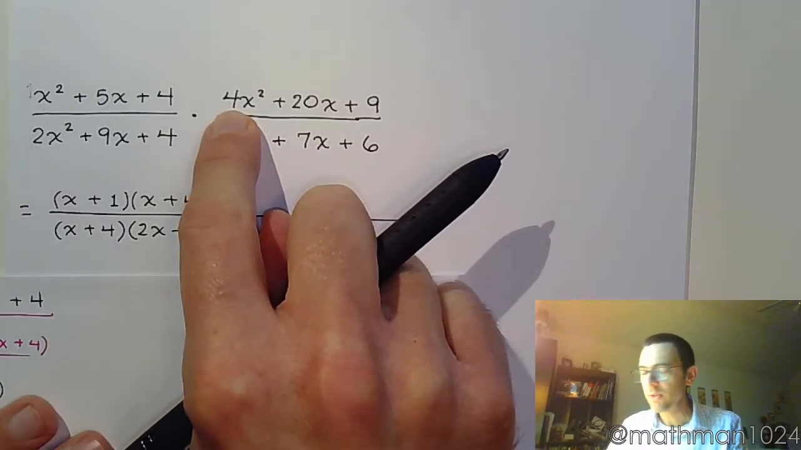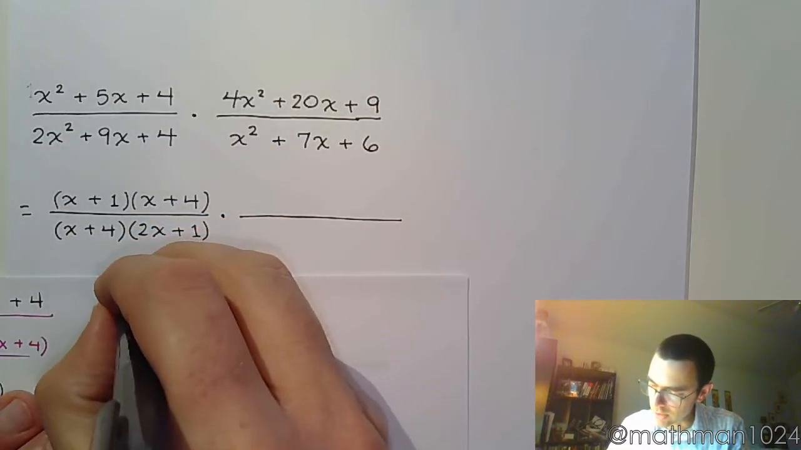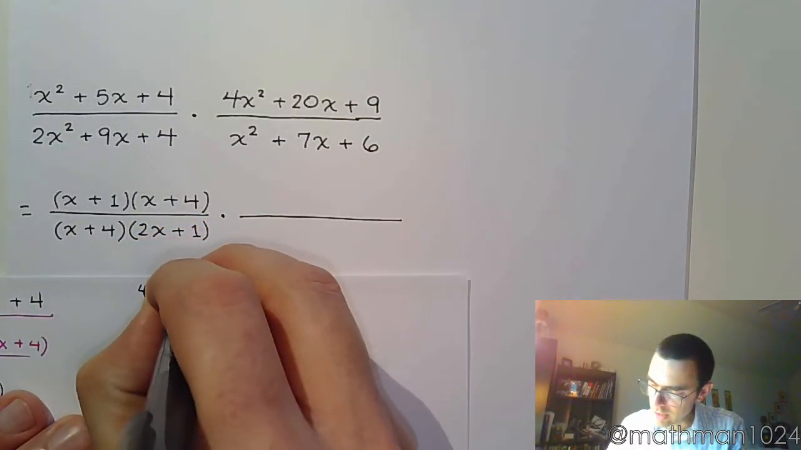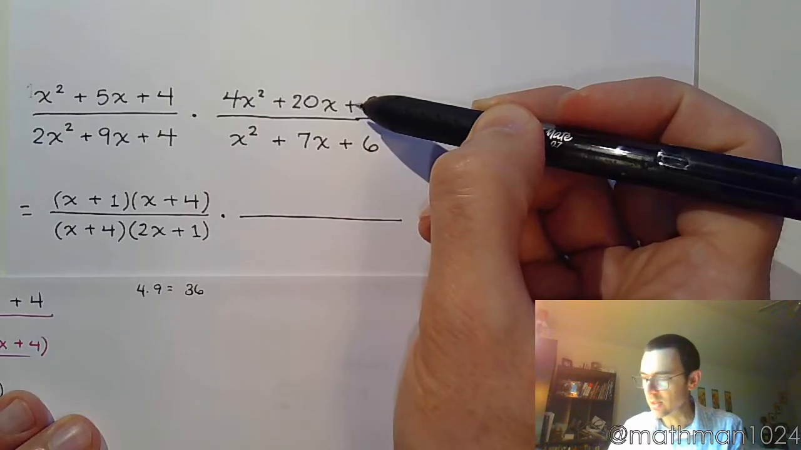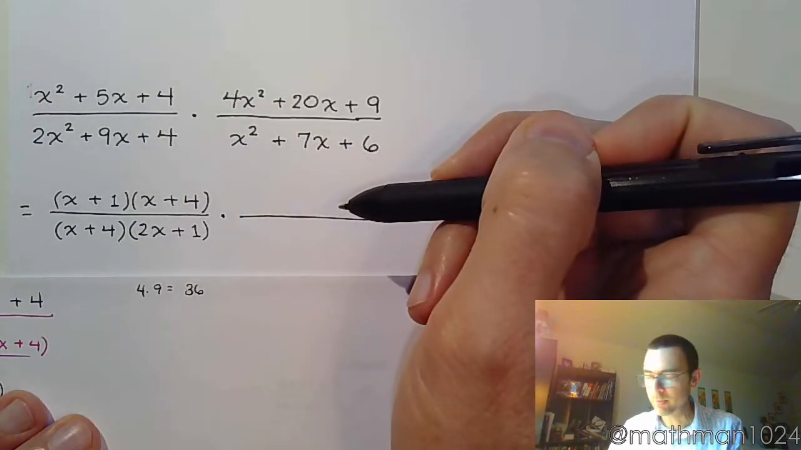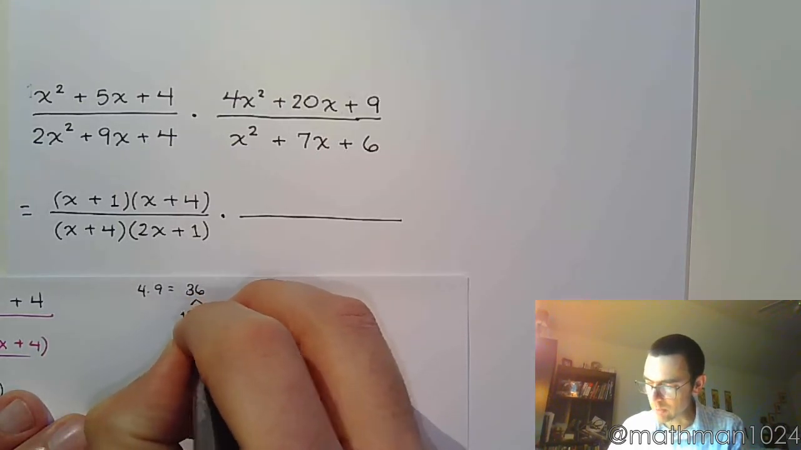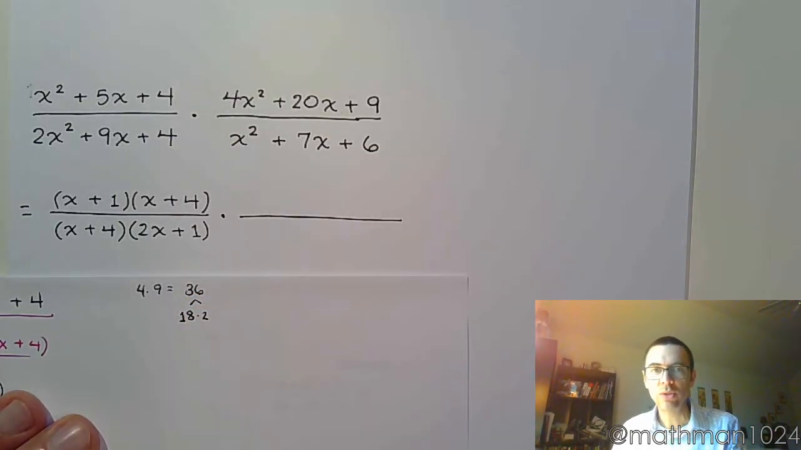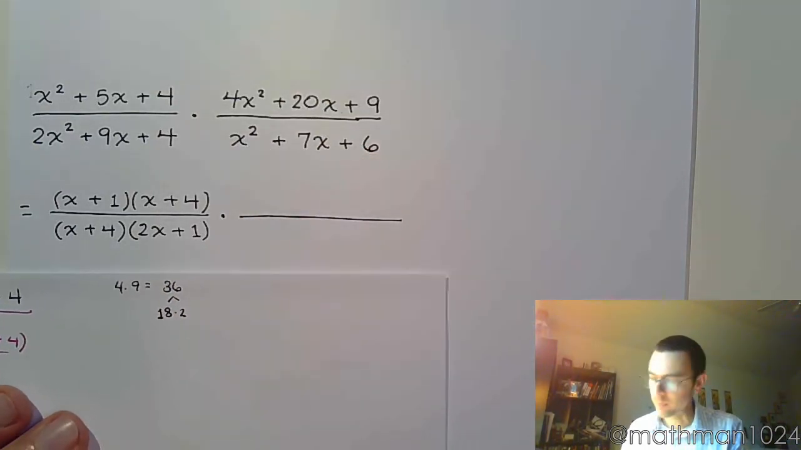Well, then we have this guy right here who does not have a lead coefficient of 1. So if I do the AC method, 4 times 9 is 36. Are there factors of 36 that add to 20? And yes, I can break this down as 18 times 2. So when I do that, that tells me exactly how I want to split up that 20x.